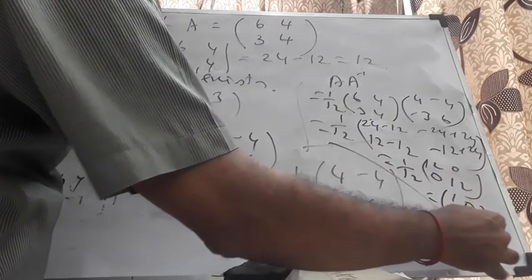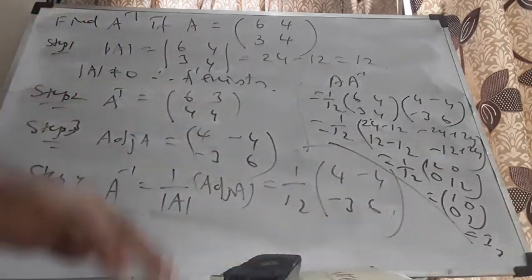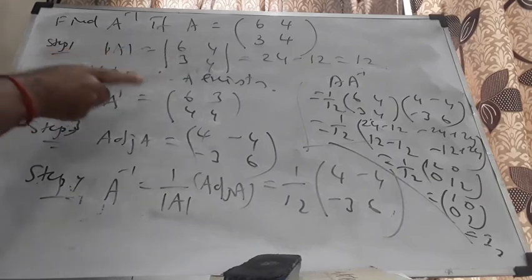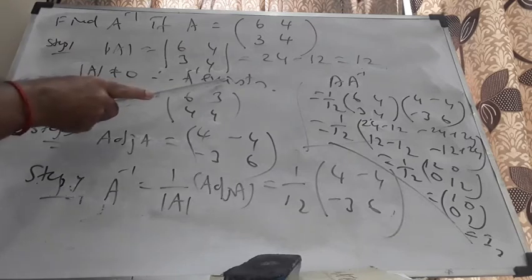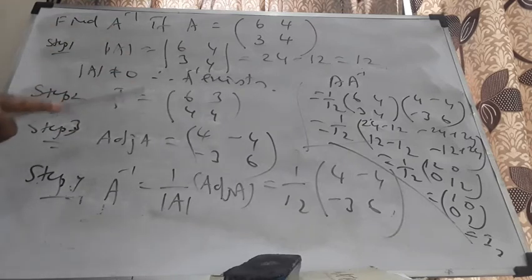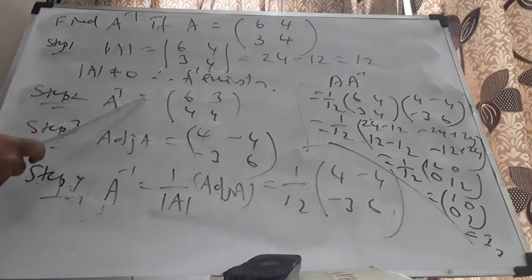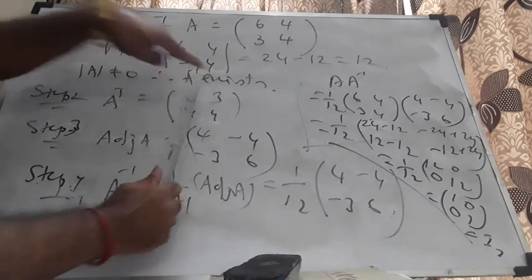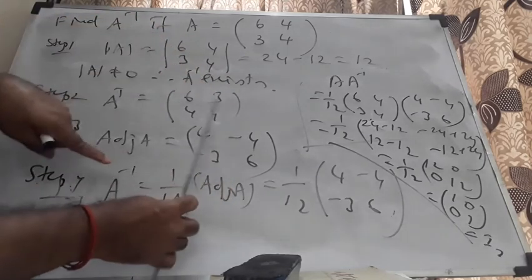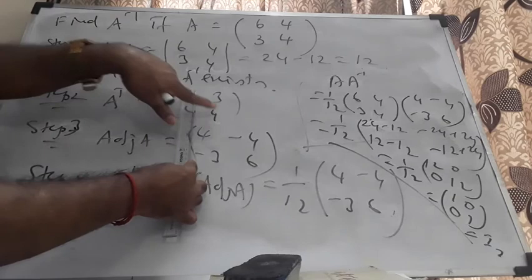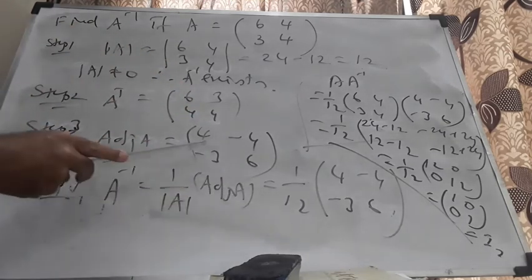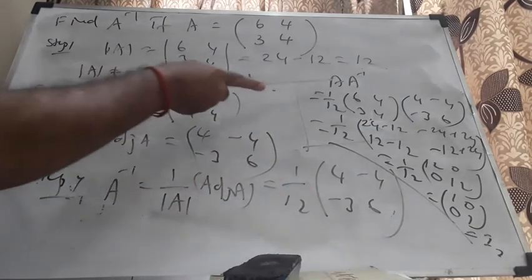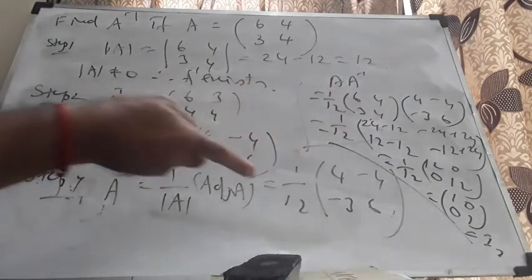This is I2. Let me repeat. Determinant A, 6 4 3 4, 24 minus 12, which is 12. Determinant A is not equal to 0, therefore A inverse exists. Step 2, find A transpose, 6 3 4 4. Step 3, replace every element of A transpose by the corresponding cofactor. Remove the row and column and get plus 4. Remove the row and column and get minus 4, there is a minus sign here. Remove the row and column and get minus 3. Remove the row and column and get plus 6. A inverse is 1 by 12 into 4 minus 4 minus 3 6. Then I'll check the product to be I2 or not.